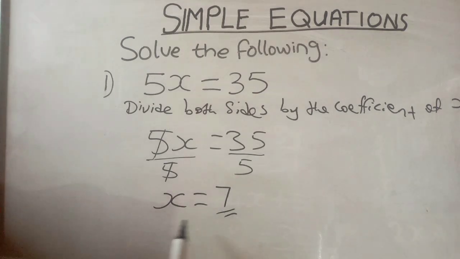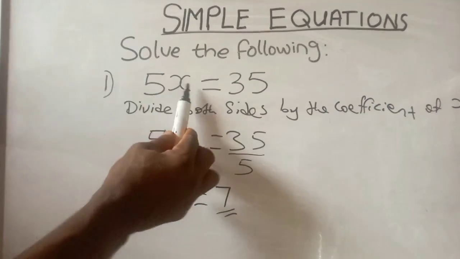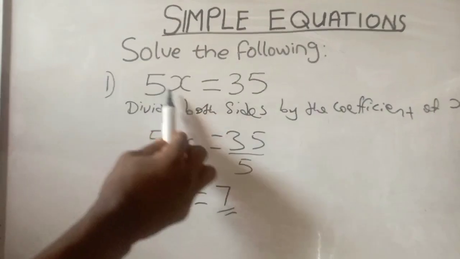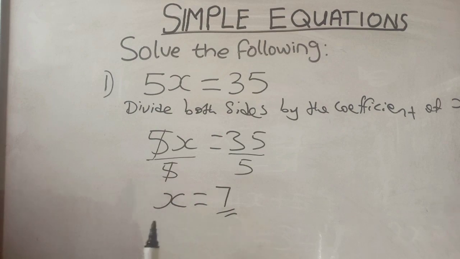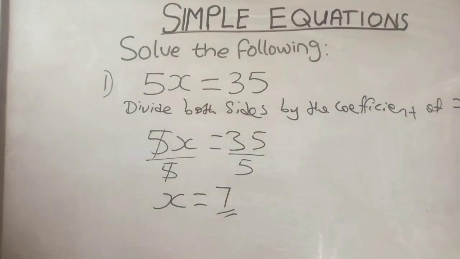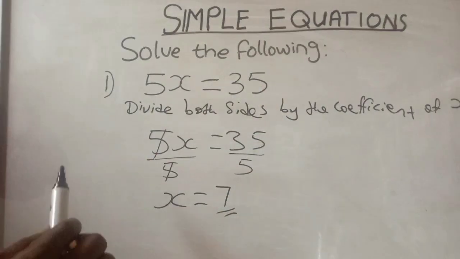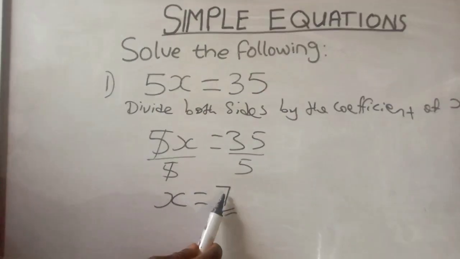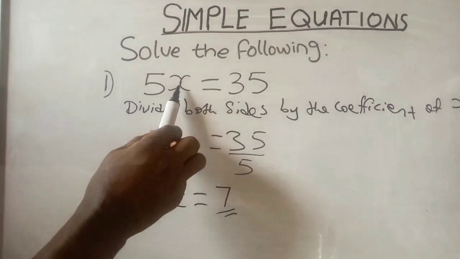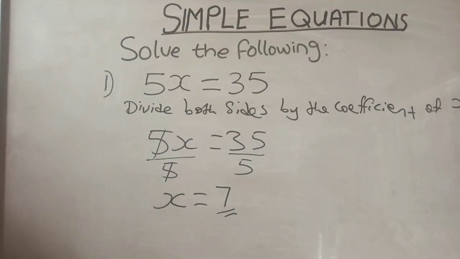If you want to check whether your answer is actually correct, what we have to do is this: getting this equation. Remember, we've now got our x to be what? 7. So we plug in the 7 here in place of x, and see whether it's going to give us 35. So that will be 5 multiplied by 7, which represents the x. That will give us what? 35. That shows that our answer is correct.